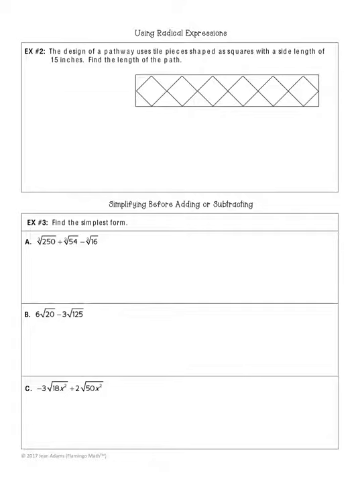Important thing number 1, the pieces are shaped as squares. So from your geometry days, you should know quite a few things about squares. And then the other piece of information is that the side length is 15 inches. So that means that this is 15 inches here, this is 15 inches here, and there's a right angle here, and actually all the way around there.